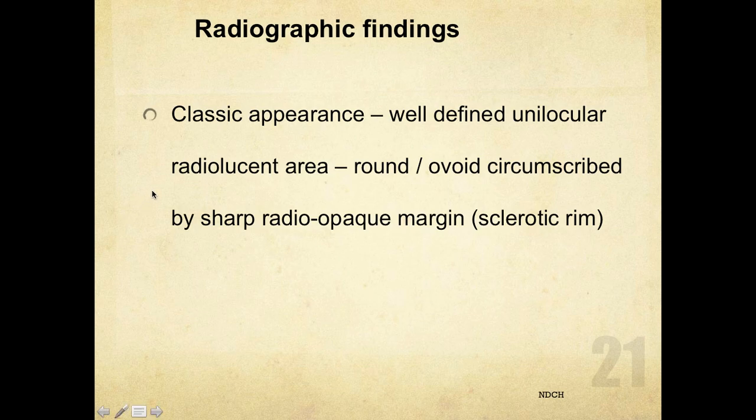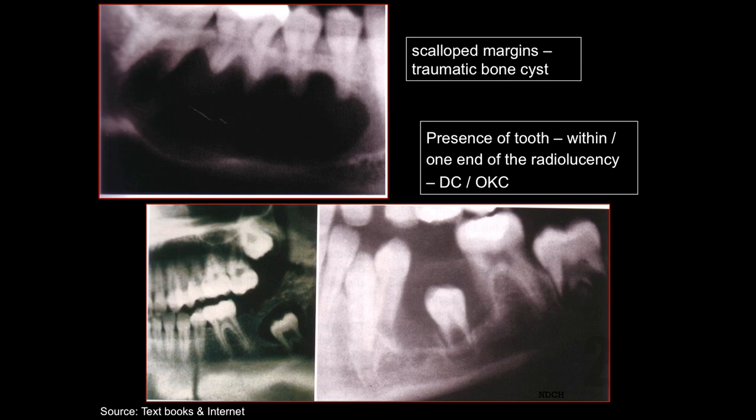So on the radiograph, the classic appearance of a cyst is a well-defined unilocular radiolucent area which is round or ovoid, very well circumscribed by a sharp radio-opaque margin which you call a sclerotic rim.